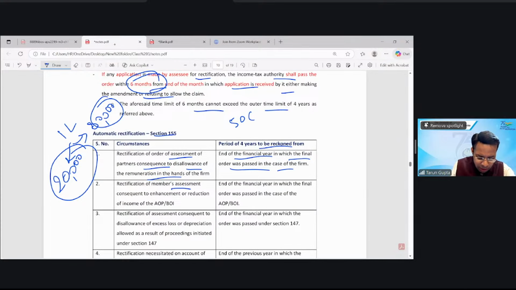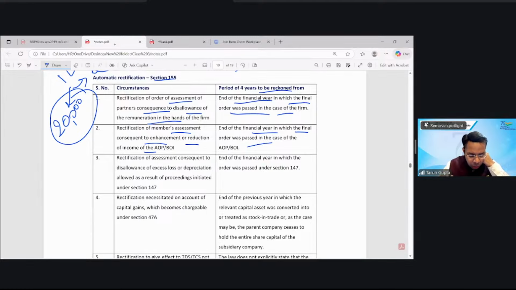Similarly, rectification of members' assessment consequent to enhancement or reduction of income of AOP or BOI. So the income of the member is dependent upon the income assessed in the hands of the AOP or BOI. And if subsequently the income of the AOP or BOI is changed, the income of the member should also change. And for this, the 4-year period to rectify the income of the member in pursuance to the change in income of the AOP or BOI shall be reckoned from the end of the financial year in which the final order was passed in the case of the AOP or BOI. Similar.